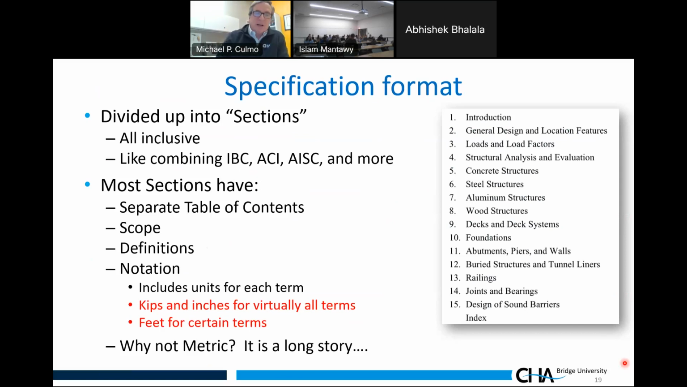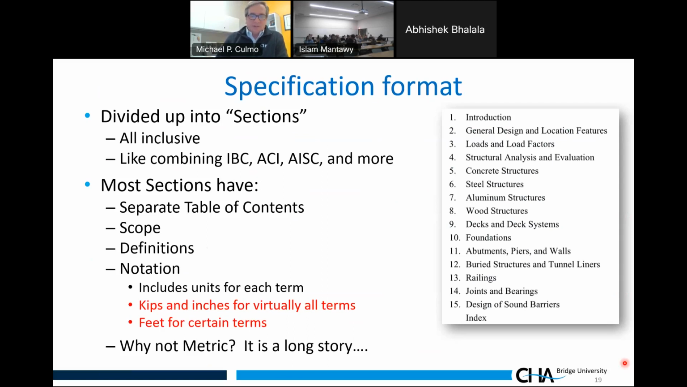So most sections in the document have a separate table of contents for each section. So the concrete section will have a table of contents just for concrete. It'll have a definition of the scope. It'll have definitions for words used in that section. And then notation, a very inclusive list showing all the notation used in that particular section or chapter. This is important because really these chapters are somewhat independent. You do have to jump around a little bit in the code, but there's some very significant sections. The concrete structures section has something like over 300 pages of text in it. So they're very substantial documents.